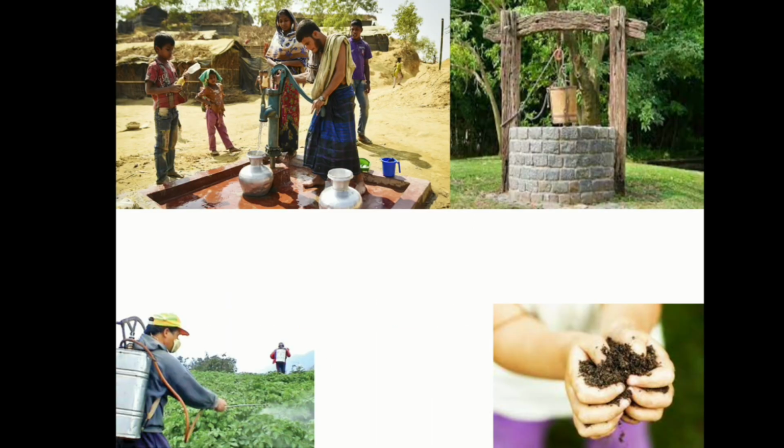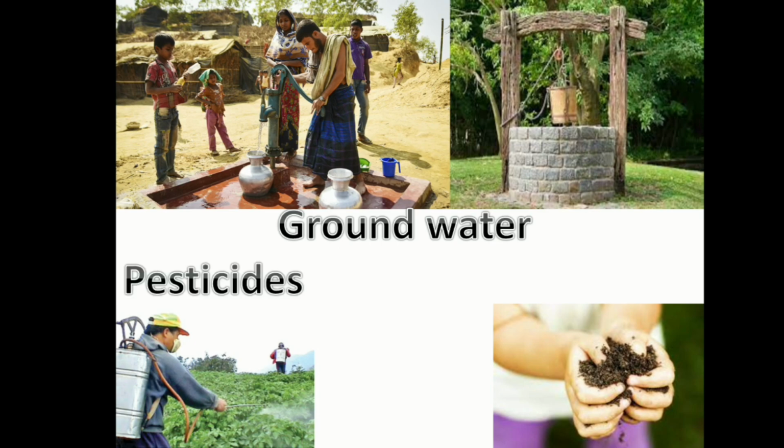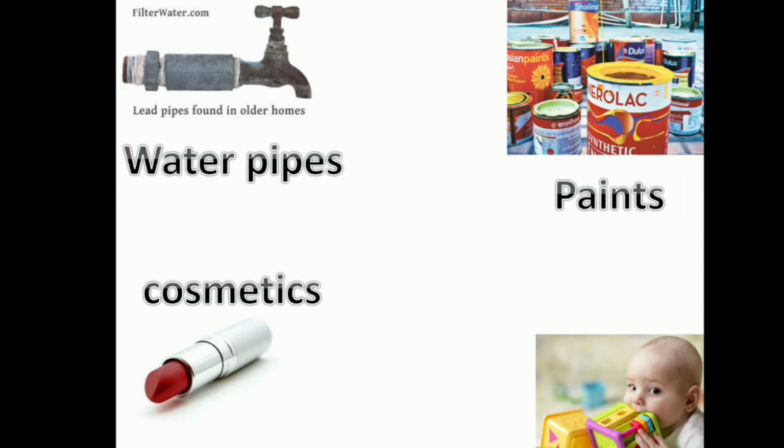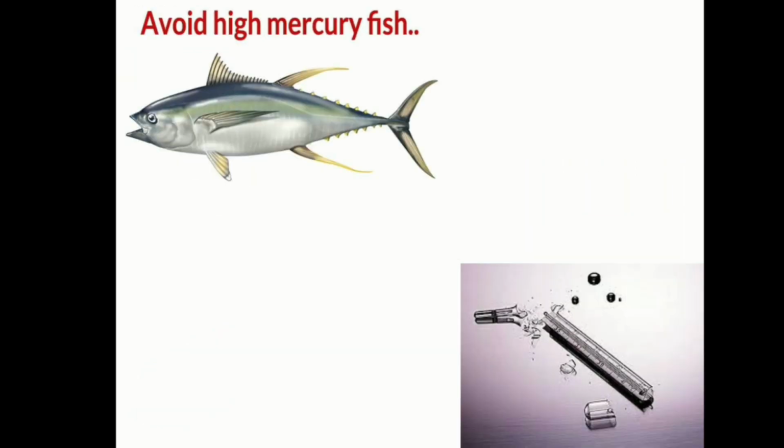Now if the question says that the man is drinking water from a ground source, or if the farmer is using pesticide, or if the soil is from an endemic region like West Bengal or Bangladesh, then you should suspect arsenic poisoning. If the question says that the man is drinking water from lead pipes, or if the woman is using cosmetic products, or if the man is a painter by profession, or if the child is mouthing the toys, then you should suspect lead poisoning.